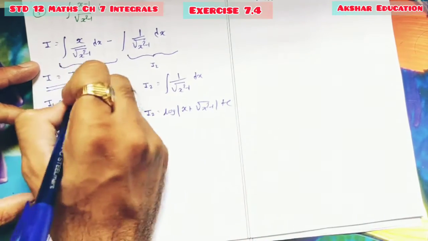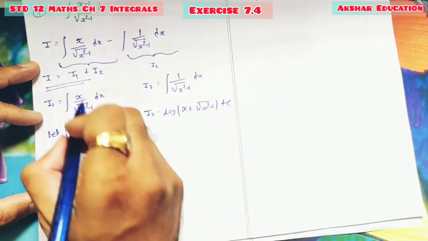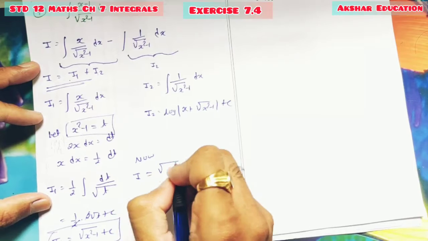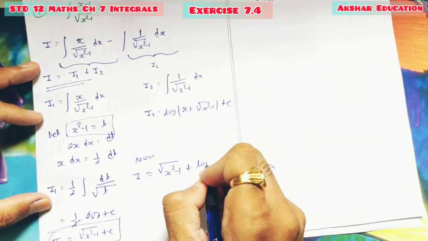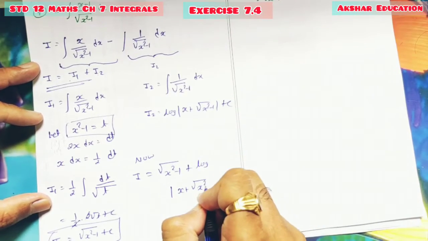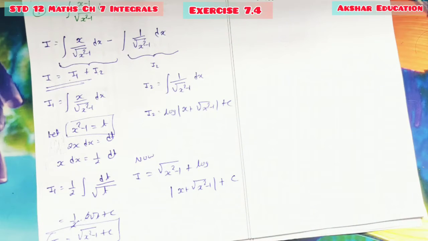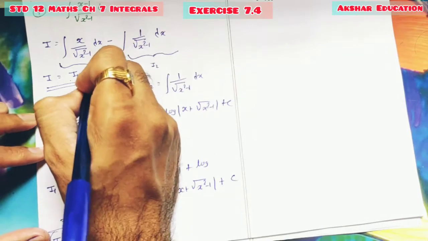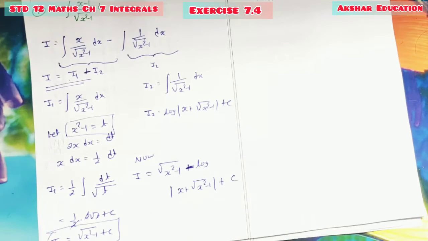So what is our I? The sum of I1 and I2. So therefore our integration I is I1 plus I2. I1 is square root of x square minus 1 plus c plus log mod x plus square root of x square minus 1 plus c is another constant c. Minus sign is there, so you have to put minus sign. So where will the minus sign come? Here also the minus sign will come, right? Very good, minus sign will come.